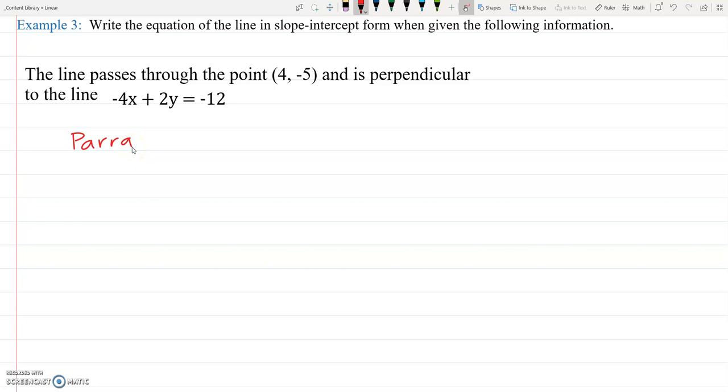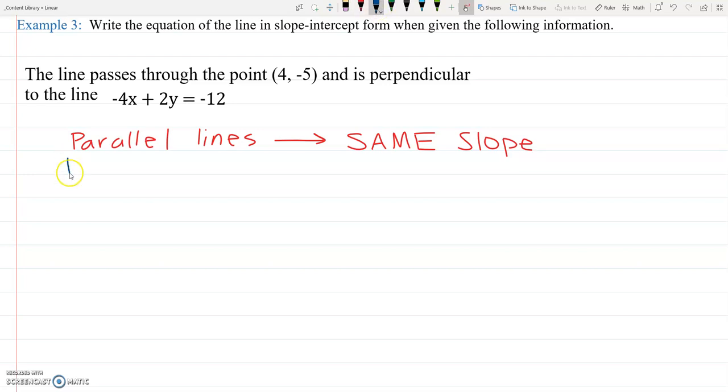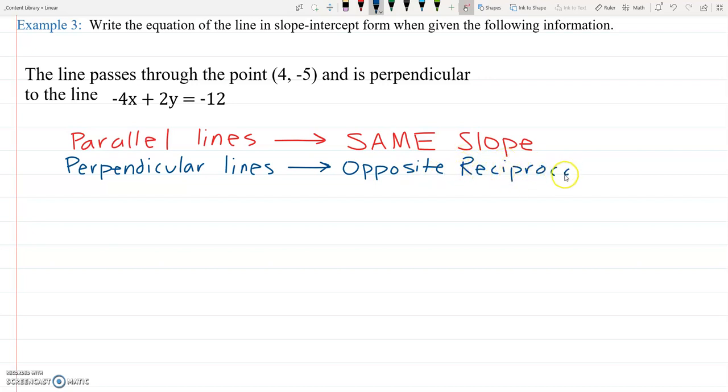Oops, I think I spelled that wrong. I think there's one R. Parallel, yeah, I think it looks like that. Parallel lines have the same slope. Okay, that's one thing you need to know. Parallel lines all have the same slope. Okay, perpendicular lines all have what I call opposite reciprocal slope.